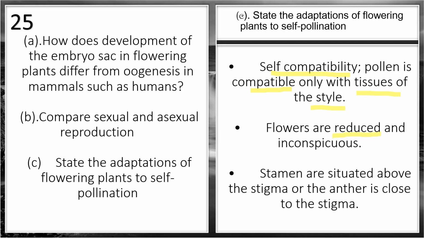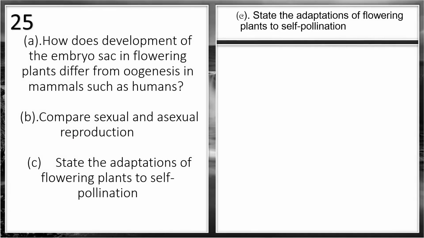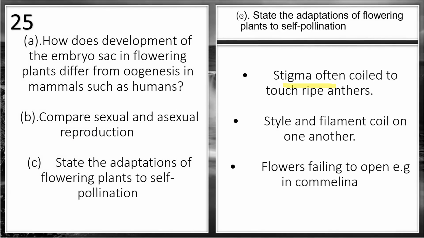Flowers are reduced and inconspicuous. Stamens are situated above the stigma, or the anther is close to the stigma. Stigma often coiled to touch the ripe anthers. Style and filament coil on one another. Flowers failing to open, like in Commelina.